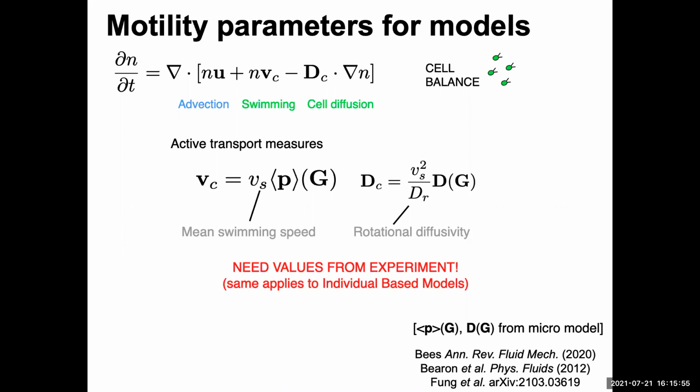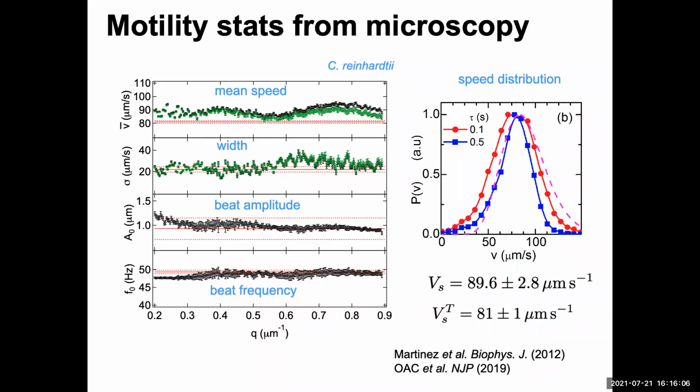And I've made the example of continuum models, but the same applies for individual-based models. So, for example, we can use microscopy to obtain these parameters. This is a technique called differential dynamic microscopy, which allows you to use the fluctuations in the image due to the motility of organisms to infer swimming parameters such as the mean swimming speed, the width of the distribution, the amplitude and frequency of the beating of, in this case, Chlamydomonas reinhardtii.